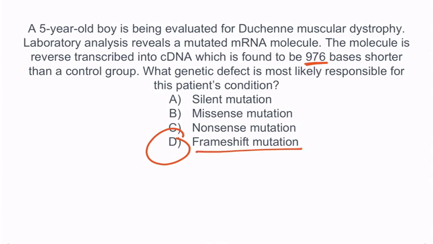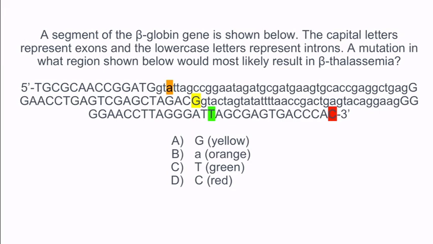Okay, let's do another question. A segment of the beta-globin gene is shown below. The capital letters represent exons and the lowercase letters represent introns. A mutation in what region shown below would most likely result in beta thalassemia?